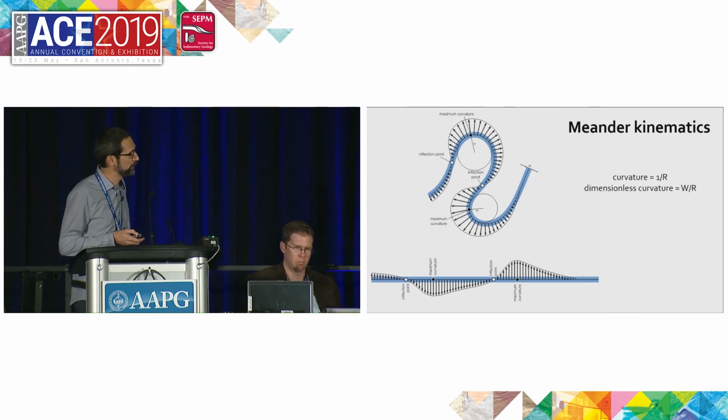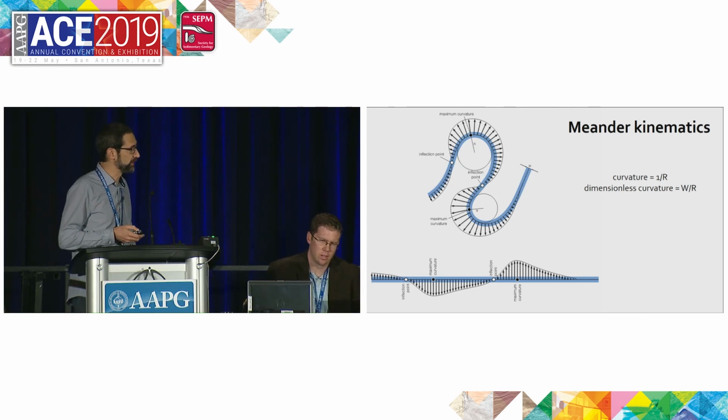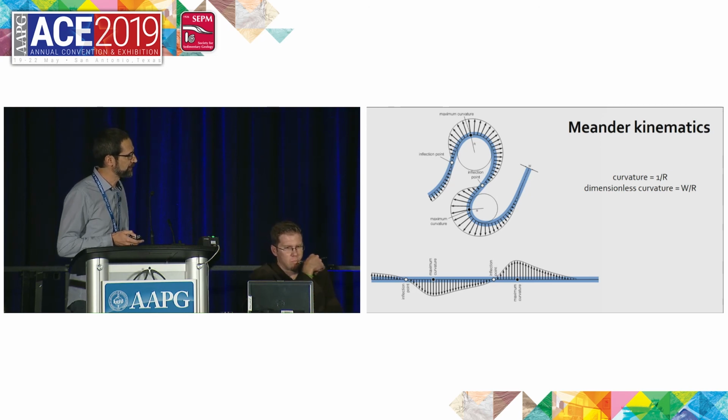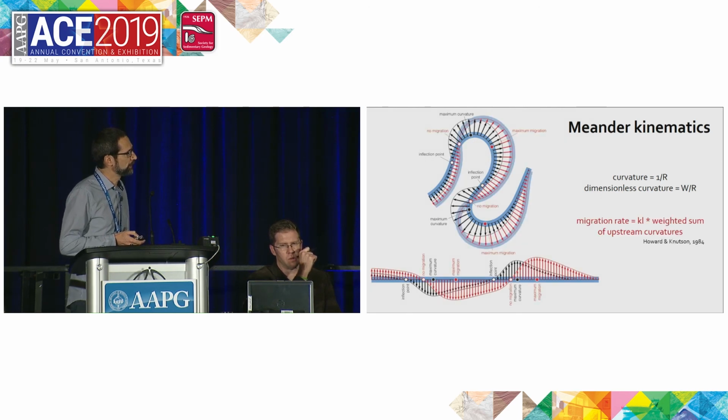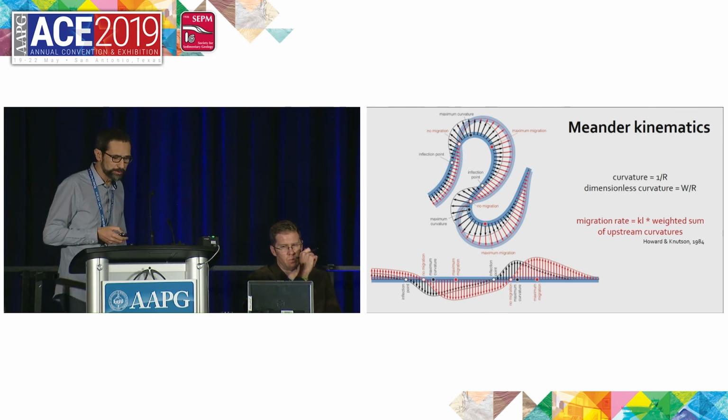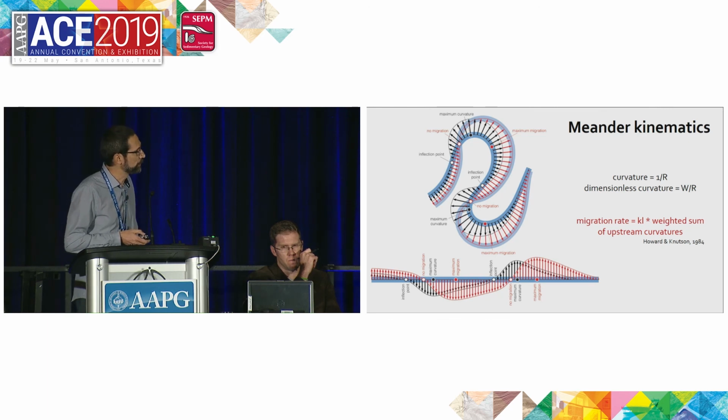But before we get there, one of the important things is to understand the kinematic evolution of meanders. And here is a simple and old model which shows how first we need to understand curvature, and then how curvature impacts migration rate in meandering rivers. And the key point here is that migration rate is not a function of local curvature.